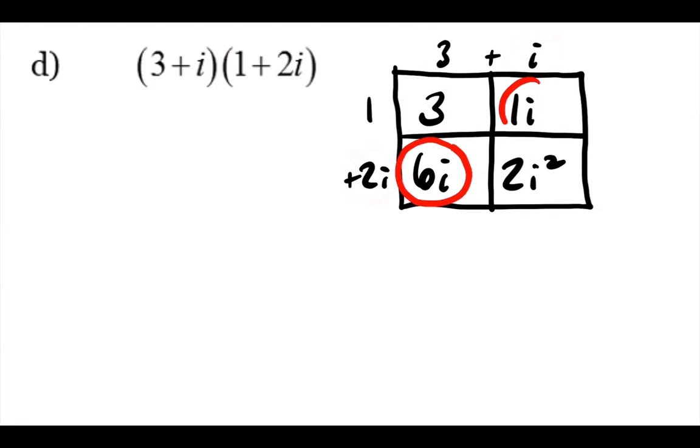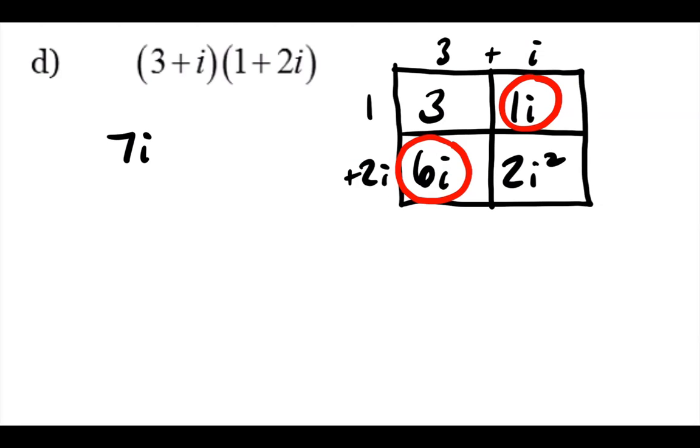This guy right here and this guy right here are like terms. They both have regular i's. So if I add them together, because they're both positive, right? What do I get? 7i. These guys over here are not like terms, so I can't combine them. So I'm just going to write them. I'm going to write a positive 3 and a positive 2i squared.